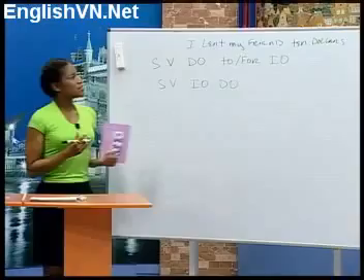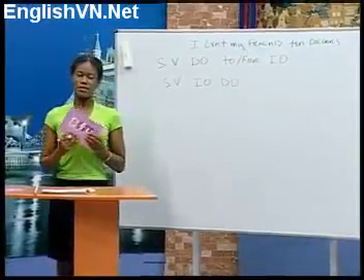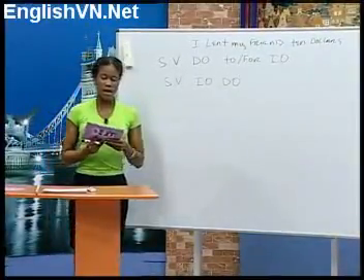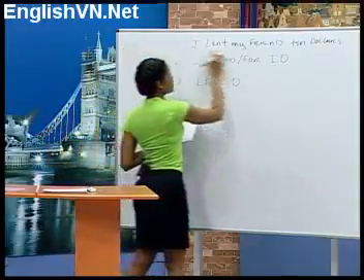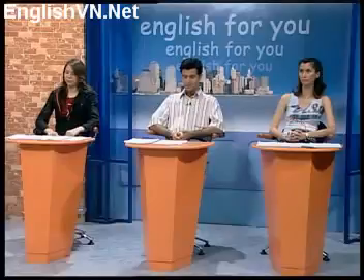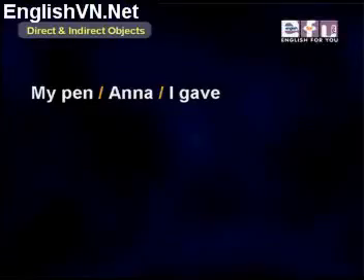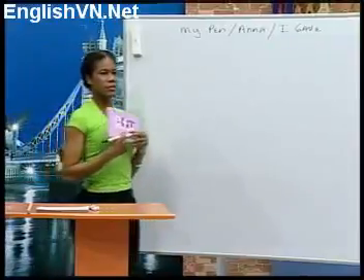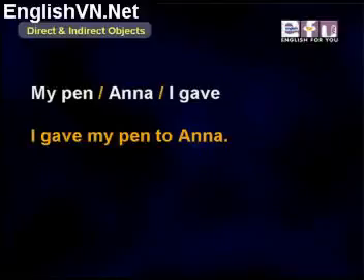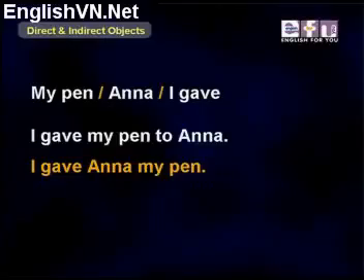Now that we understand direct objects and indirect objects, let's practice. I will give you the words, and you make the sentences in two ways. Okay, let's see. I give you my pen, and Anna, I gave. Alberto, can you do this one? I gave my pen to Anna. Good. I gave Anna my pen.